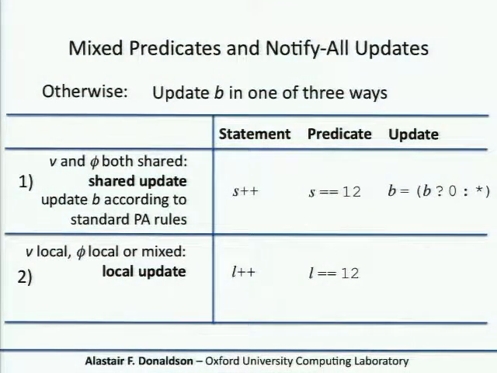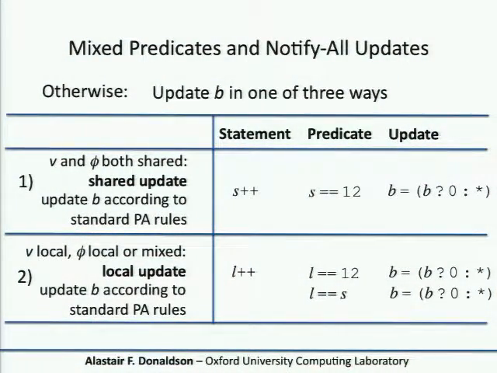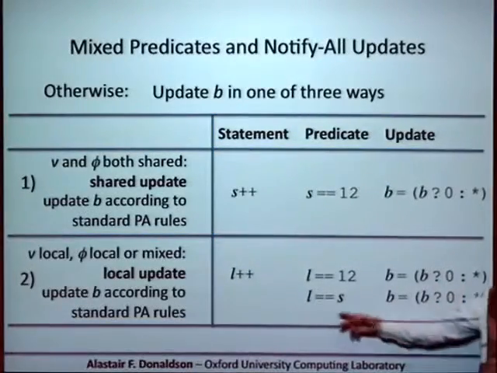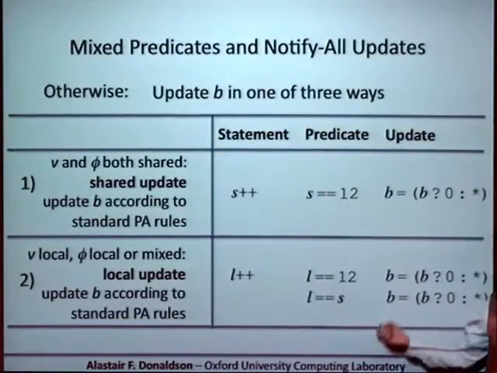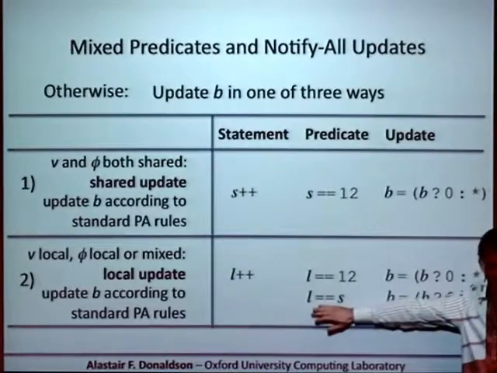So, for example, the analogous example with L instead of S. If we had the predicate L equals 12, then if this was true, it will be false. If we had the predicate L is equal to some shared variable S, if it was true for this thread, it will be false. But clearly, it's not going to become false for any other threads or become true for any other threads.